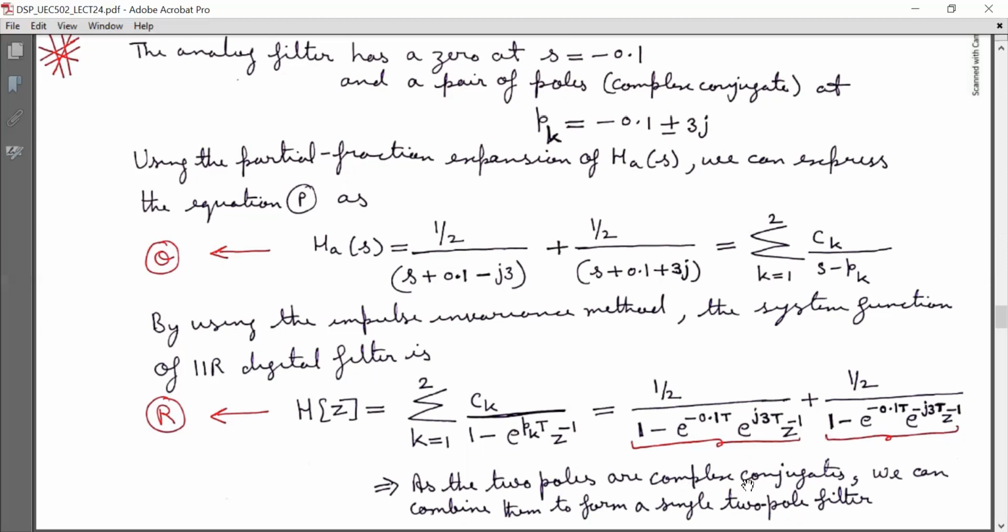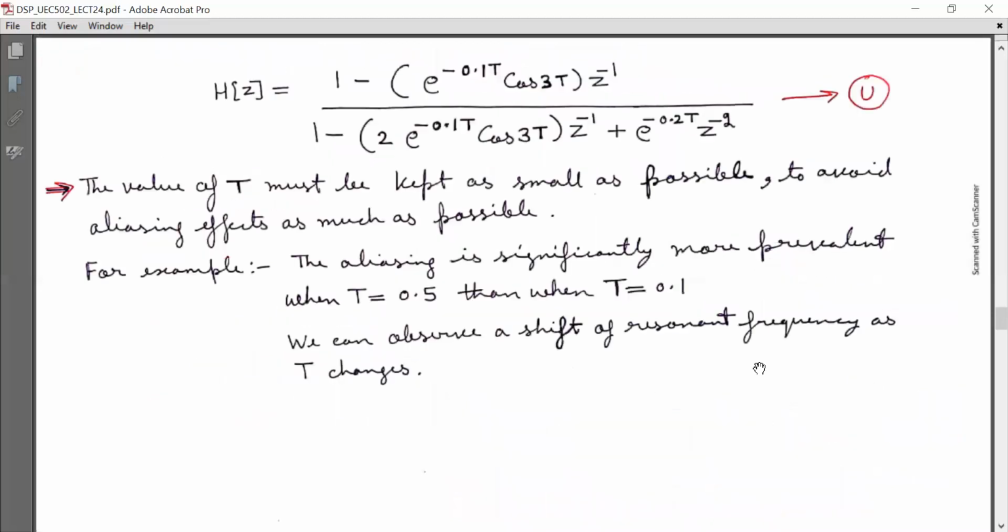As the poles are complex conjugates, we can combine them to form a single two-pole filter. So H(z) will be equal to 1 minus bracket e raised to power minus 0.1 capital T cos 3T bracket Z inverse, divided by 1 minus bracket 2 e raised to power minus 0.1 capital T cos 3T into Z inverse plus e raised to power minus 0.2 capital T into Z raised to power minus 2. Mark it as equation U.